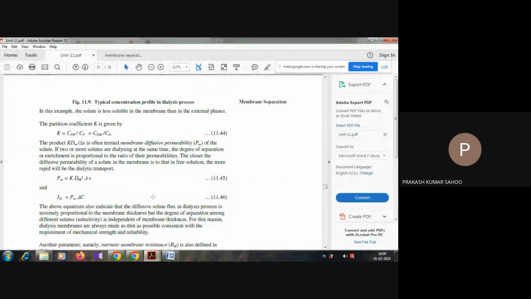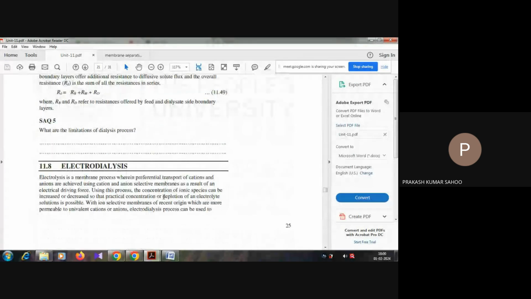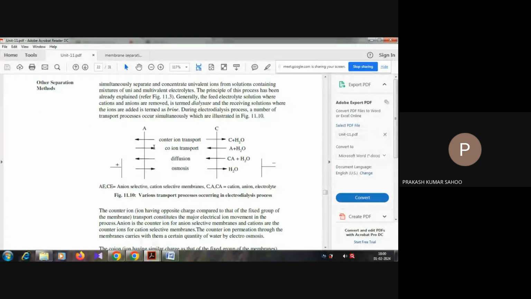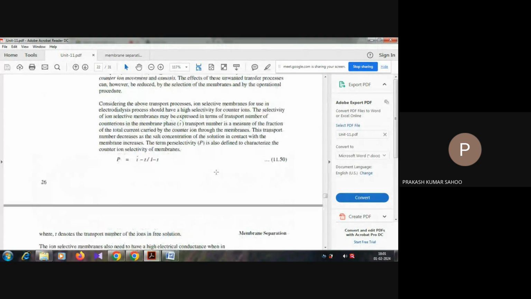In dialysis, it is already covered. Then we have some equations of dialysis; just go through these things. Electrodialysis is also covered: at the anode and cathode, the anions and cations move. The cathode is negatively charged and the anode is positively charged, so the positive ions will migrate toward the negatively charged end, and the negative ions will migrate toward the positive end. There are some equations here.